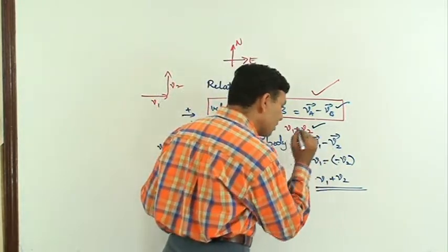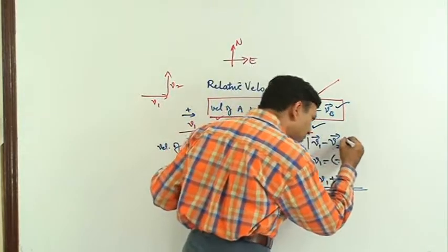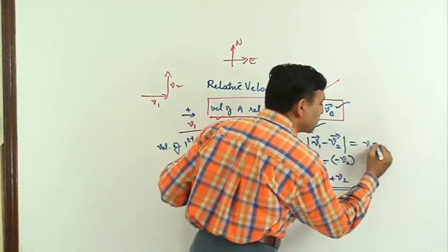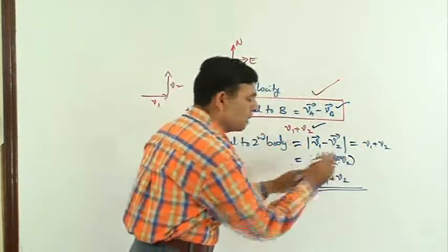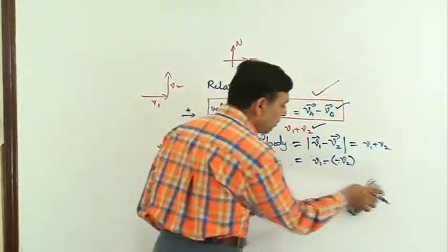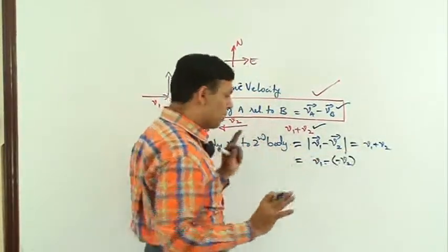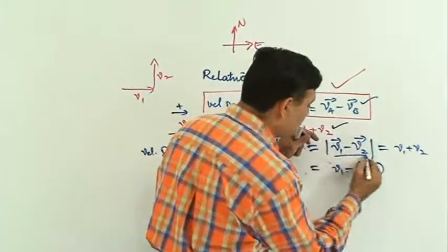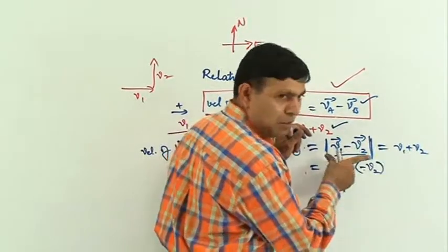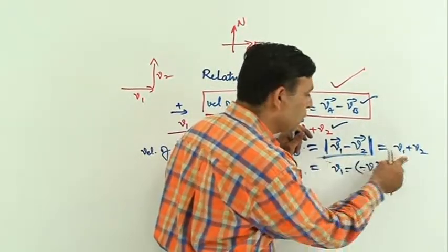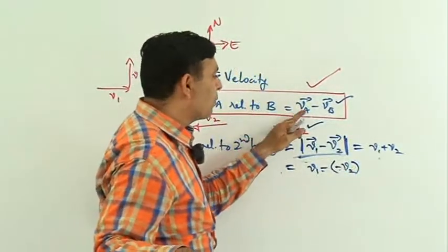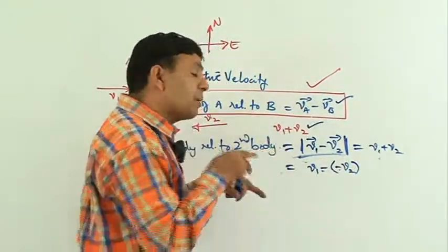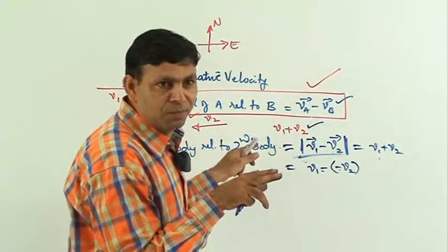In this case the formula is this only, but when you take the mod, you get V1 plus V2. That's what I am trying to tell you. Minus of minus becomes plus. So the magnitude will be V1 plus V2. Definition wise, the relative velocity is this only. If they want the magnitude, it is V1 plus V2. The general definition is V1 minus V2.